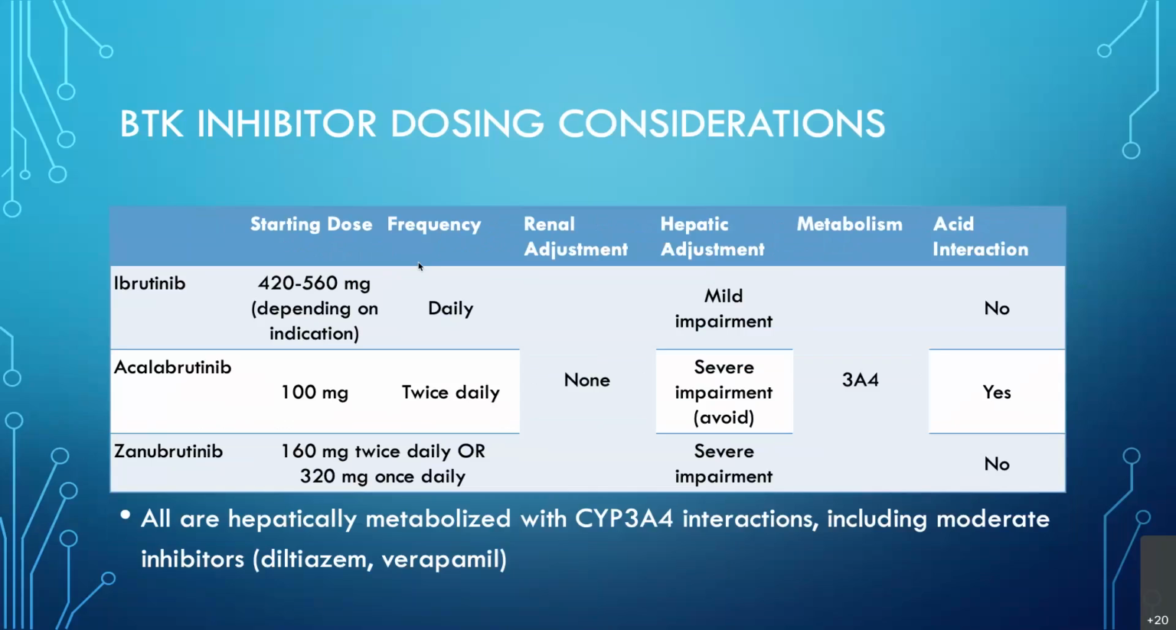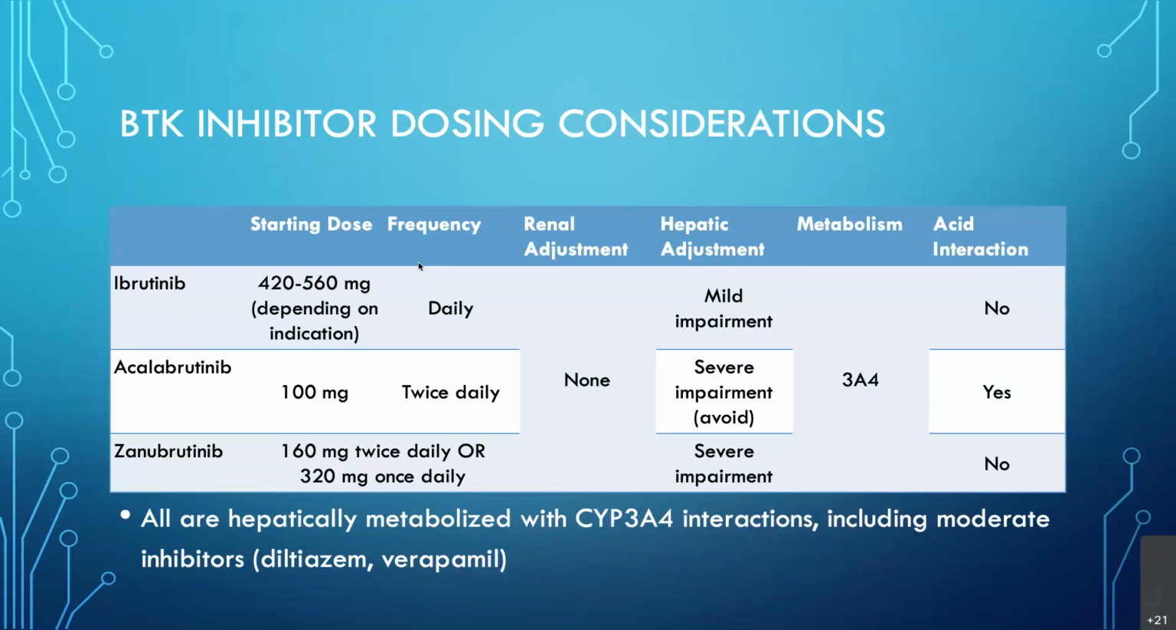So looking at our dosing considerations for these agents then, they are either once or twice daily, with zanubrutinib actually having both in the package labeling. In my experience, we've used it once daily just for ease of patient dosing. None of these agents require renal dose adjustments. Some require hepatic adjustments in cirrhosis.